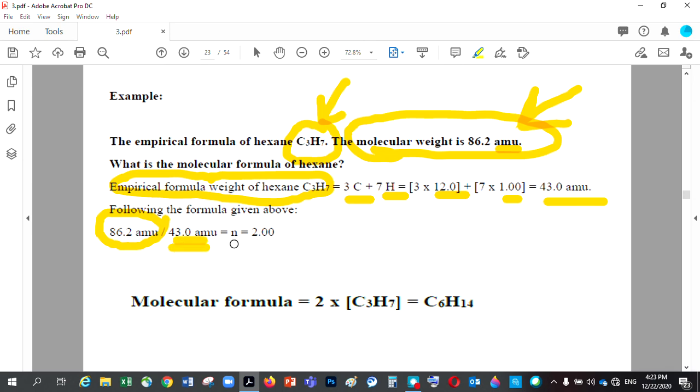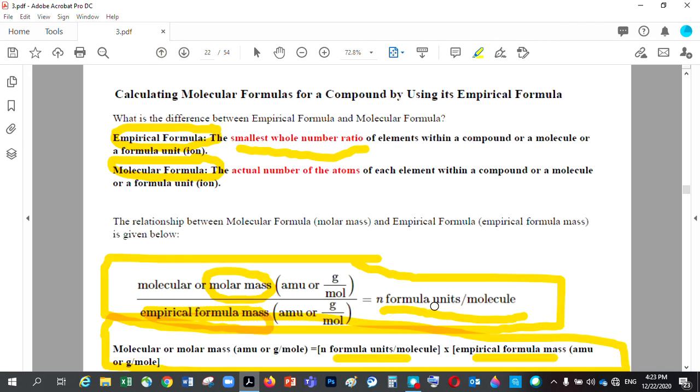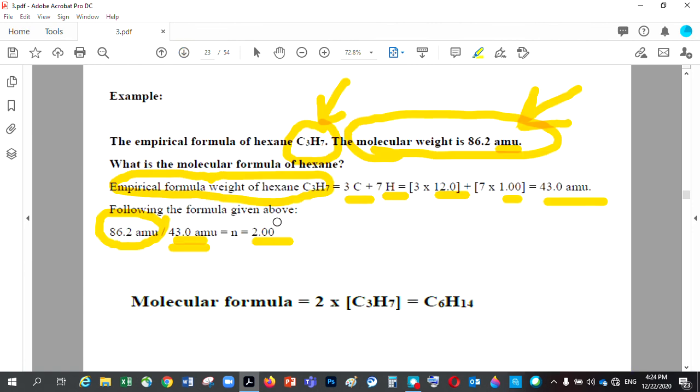It came out as N equals 2, remember? If you just recall what N is for formula units: N is the ratio between the molar mass of the whole molecule divided by the molar mass of the empirical formula. So if you divide, you get 2.